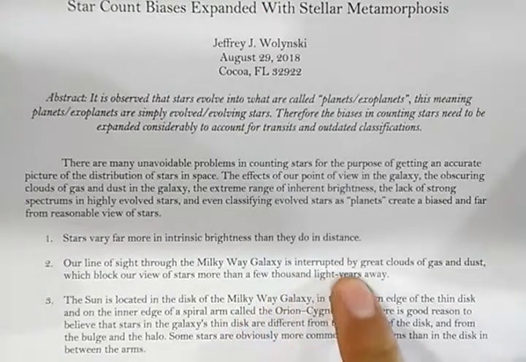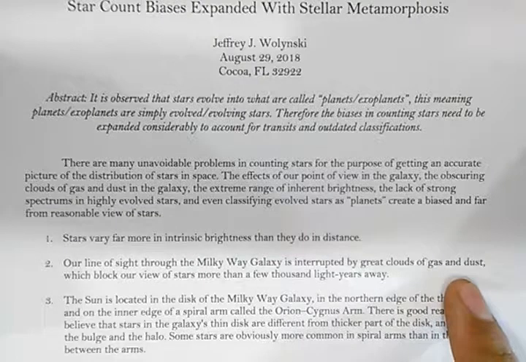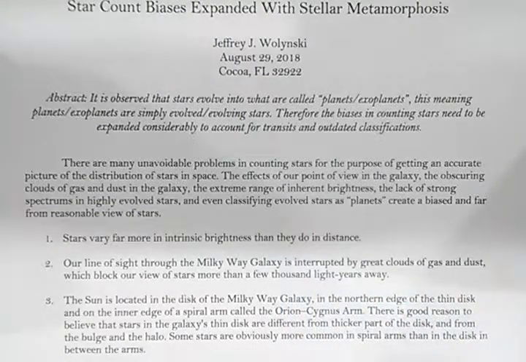Our line of sight through the Milky Way galaxy is interrupted by great clouds of dust and gas, so it basically means we can't see them, even if we were to have supreme telescopes and all the technology in the world. You just can't see them. It's just basically walls of this stuff out there. And the third one is the sun is located in a disk of the Milky Way galaxy, so there's a problem that some stars are more common in spiral arms than the disk between the arms. So that's another problem with counting them, because some areas of the galaxy are going to have more stars than others. So that's a big problem.